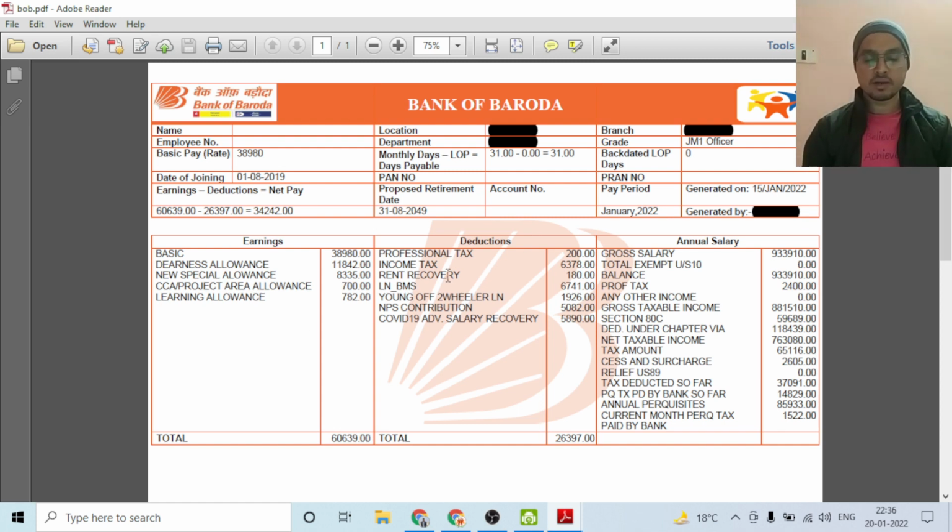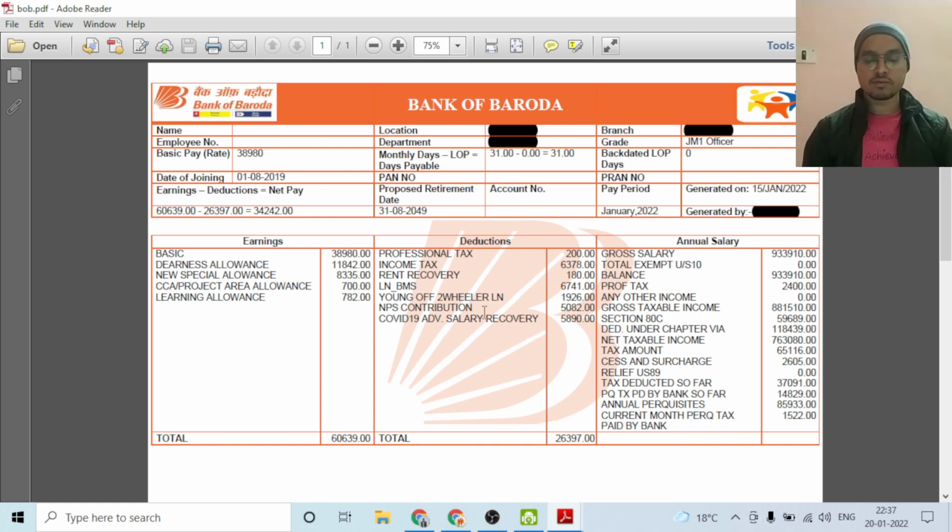Income tax he has paid. Okay, rent recovery 180 means he is staying in a rental house. LNBMS means some loan he has taken. So he is paying the EMI of the loan. Young of two-wheeler loan, he has taken a two-wheeler loan, so he is paying 1926 rupees as an EMI of the vehicle loan.